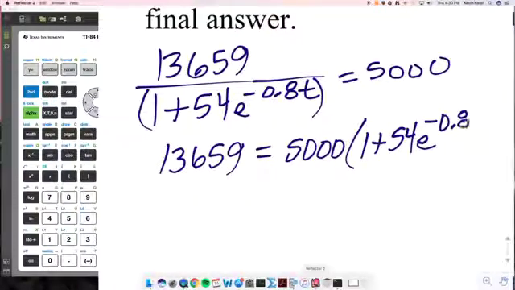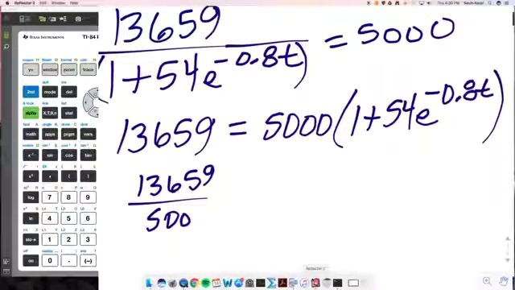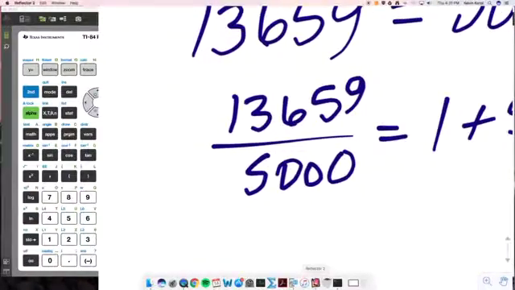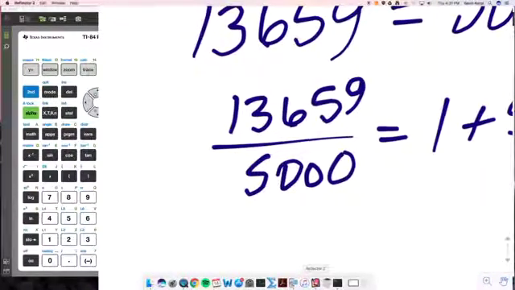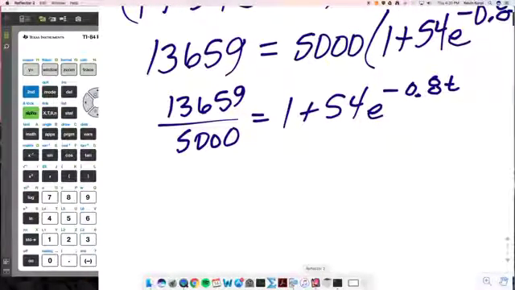It's a two-term quantity. Now, instead of distributing the 5,000, I'll just go ahead and divide through by the 5,000. So we're left with 13,659 divided by 5,000, and that equals 1 plus 54 e to the negative 0.8t. Now, if you want to try and simplify that fraction, type it into your calculator and hit Math Enter Enter. It's going to give you the same fraction. It doesn't simplify.